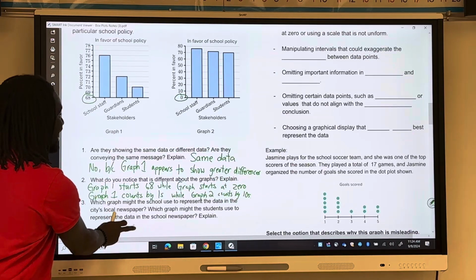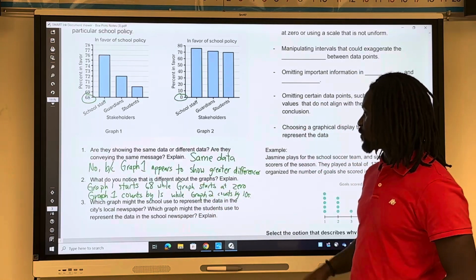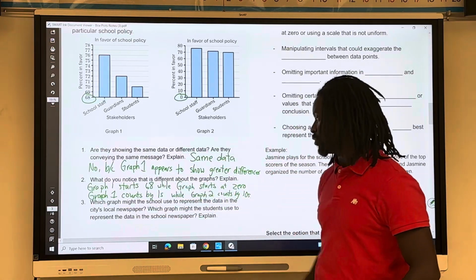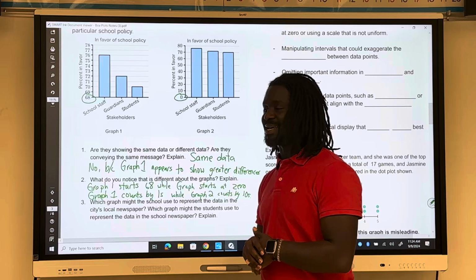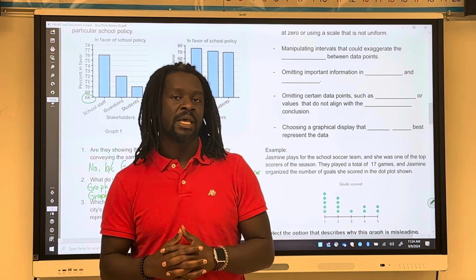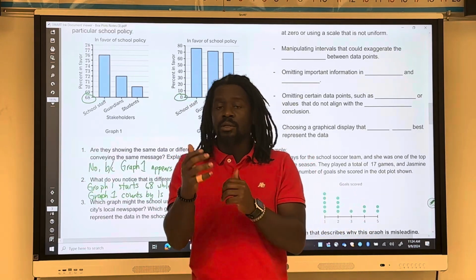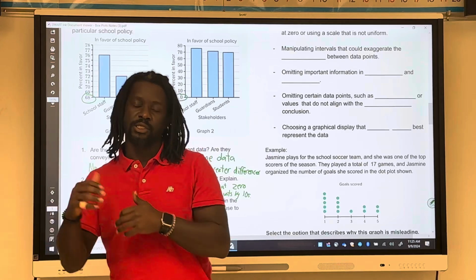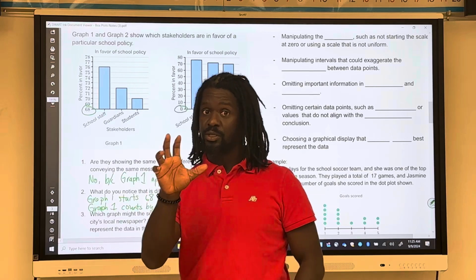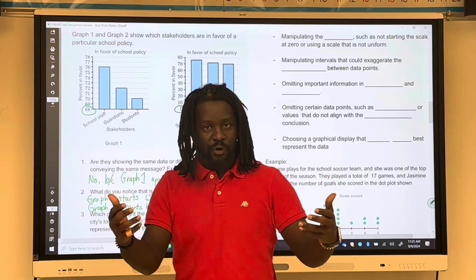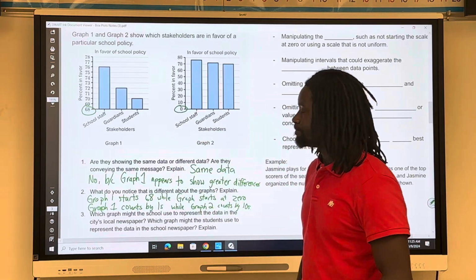All right. And then the last question I want us to consider is this. Which graph might the school use to represent the data in the city's local newspaper? And then which graph might the students use to represent the data in the school newspaper? And then explain. So I want you to pause and think about that. Which one might the school use in the local newspaper? And then which one might the students want to use? Again, you can just think about it in the context that I gave you. Think about it in terms of school uniforms. Which one might the school want to use? Which one might the students want to use?